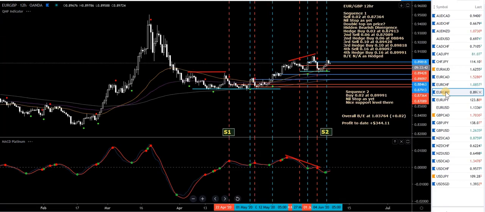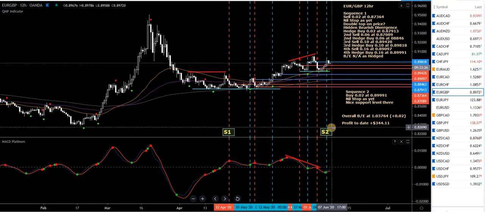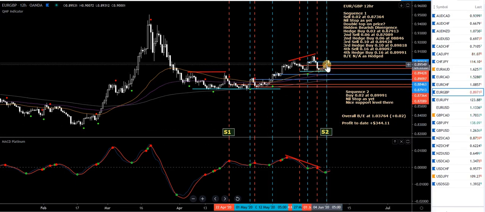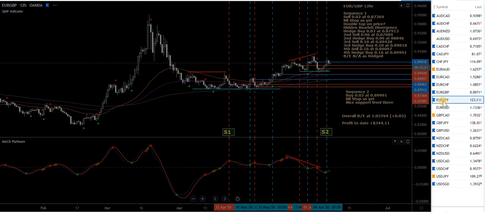Euro pound, yeah, not going much at all. Sequence sell, yeah, sequence one, it's a heap of sell trades. It's gone a little bit up, but hasn't come down. That's hedged. And sequence two is a buy, and it's going against me also, not too well there at all.